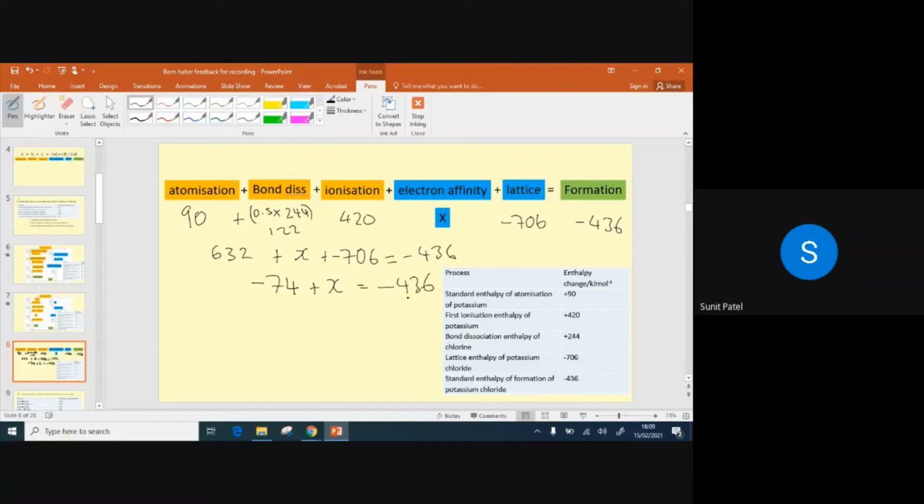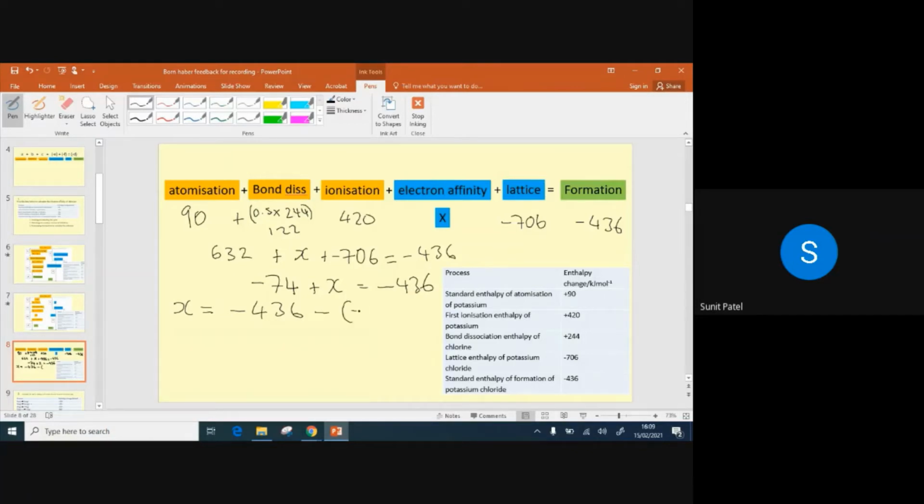Now what we do, and this is the best way of remembering this, because all of these orange and yellows are added together to equal formation. Formation is always going to be the bigger value. So when we're transposing, if you like, -74 to the other side, we will subtract it, because 1436 is always going to be the larger number. So because you're adding it to this process, you put it over here.